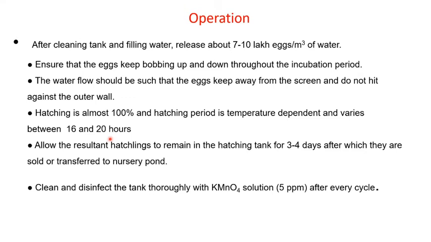The resultant hatchlings remain in the hatching tank for 3 to 4 days, after which they are sold or transferred to a nursery pond. We have to sprinkle KMnO4 solution intermittently on the water to reduce the siltation and microbial load. Suspend a few coir ropes in the water column to remove the dead eggs and spawn which stick to the bristles of this coir. Clean and disinfect the tank thoroughly with KMnO4 solution, around 5 ppm, after each cycle.